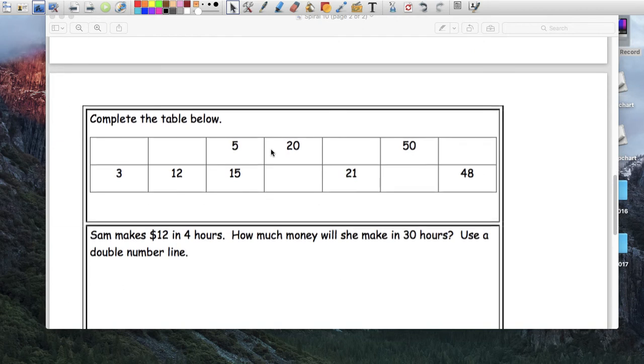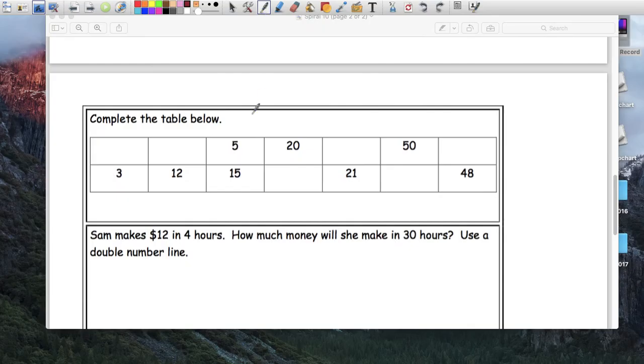Complete the table below. Okay, this one should not be that difficult. So, hang on a second. Something's not right. I need to change phones. All right, anyways, so what can we do?